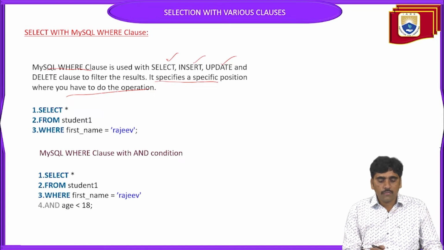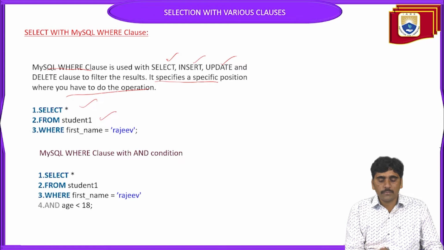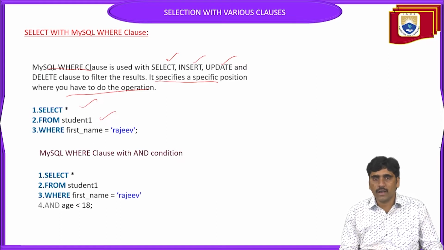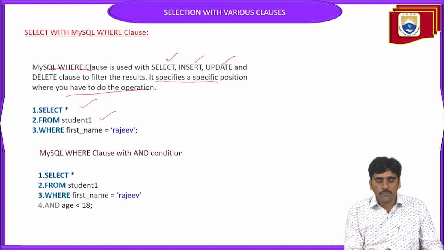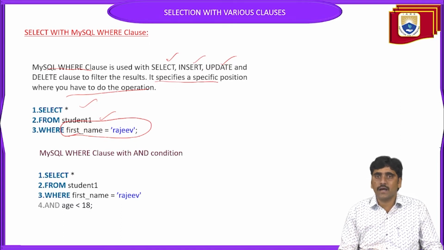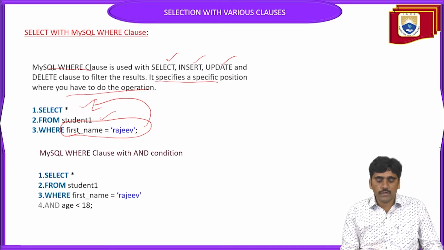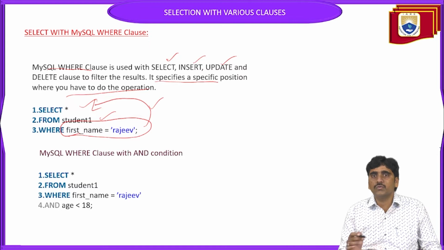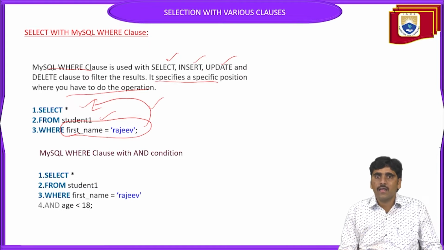Let's take an example. SELECT * FROM student1. The student table contains different values, but from that, SELECT * FROM student WHERE first_name = 'Rajiv'. That means it filters the data in the table whose first name equals Rajiv. All the Rajiv details will be displayed. So for this purpose, we can use the WHERE clause. The main use of the WHERE clause with selection is to filter all the data and retrieve the specified data. That is the MySQL selection with the WHERE clause.